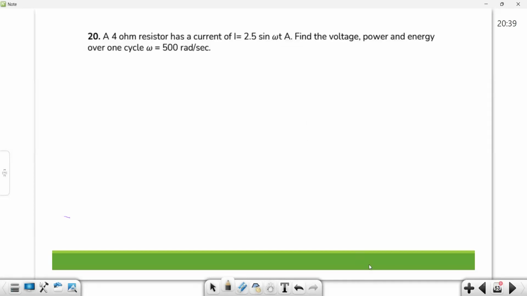What is the voltage, power, and energy over one cycle? How you will find this? 4 ohm resistance, it has a current of I is equal to 2.5 sine omega t. And find the voltage, power, and energy. Voltage, how you will get when you have current and resistance? V is equal to I into R. And for power, P is equal to V into I. And for energy, E is equal to integrate P into dt. Simple answer. Please do it.